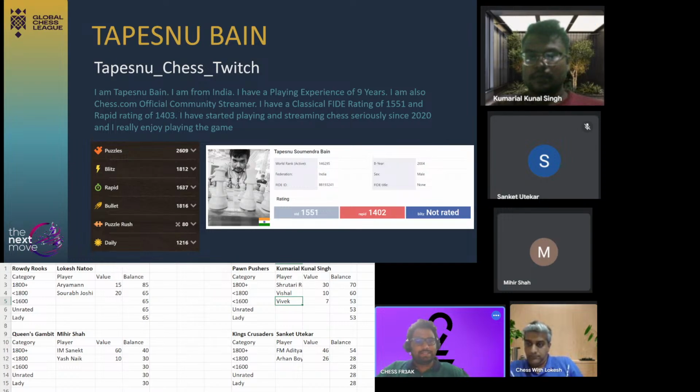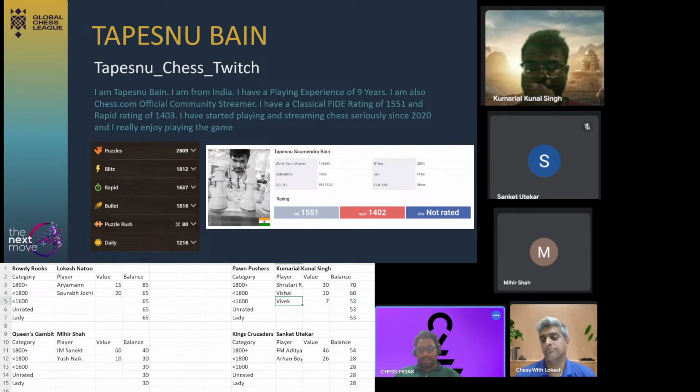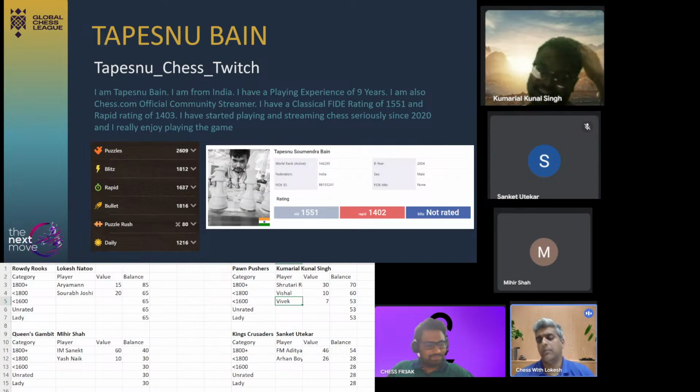And with this, Kings Crusaders is out of the auction. Kings Crusaders cannot bid more for Tapesnu. So it's a fight between Lokesh and Mihir, between the Rooks and the Queen. Let's see who gets Tapesnu. How much can I bid? You have to do the calculation yourself, bro. We are not here to help, as we had said in the start. If you can't calculate points, don't even buy a team. I agree with Lokesh. 26 points going once, Tapesnu, to Rowdy Rooks.